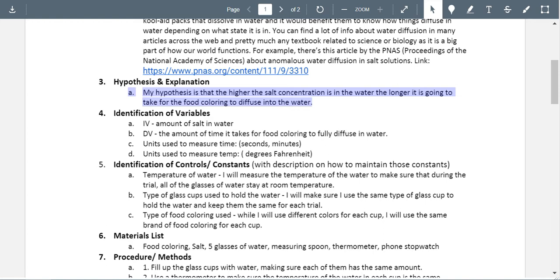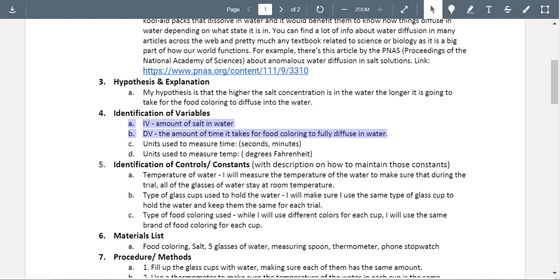Okay, independent variable. I like how you listed these here, but your units measured, you just put right after here. Because right here you've got units measured, time and temperature, but you want to put them right after each of these here, not in their own separate thing like this. So the amount of salt in water, and your dependent variable is the amount of time it takes for food coloring to diffuse. Okay, I like this. This is good. You clearly stated it.